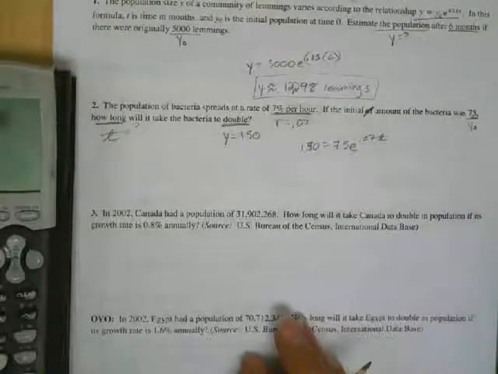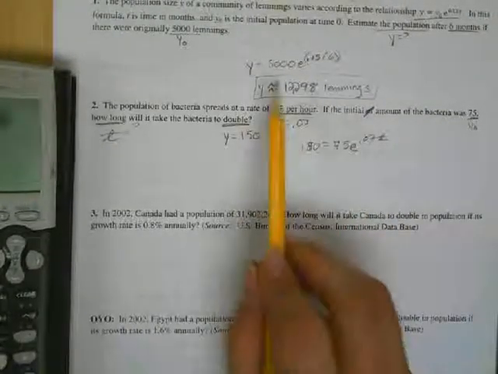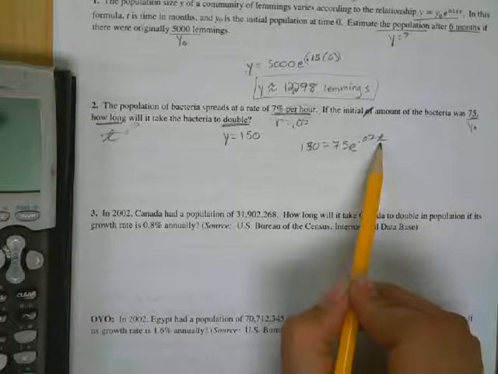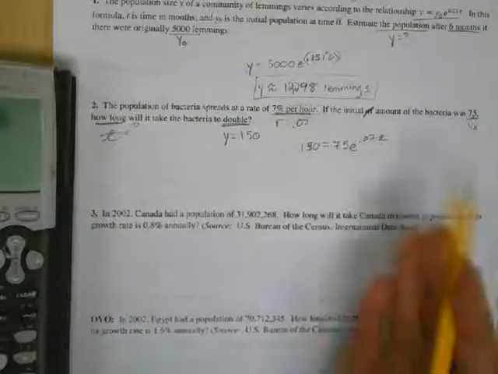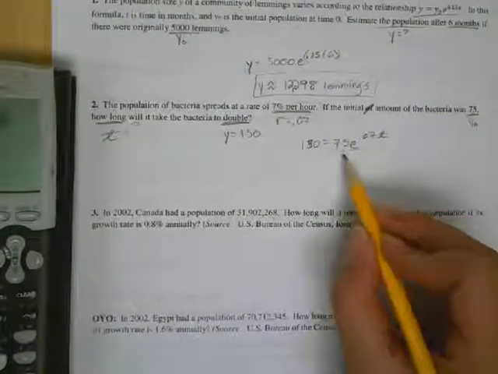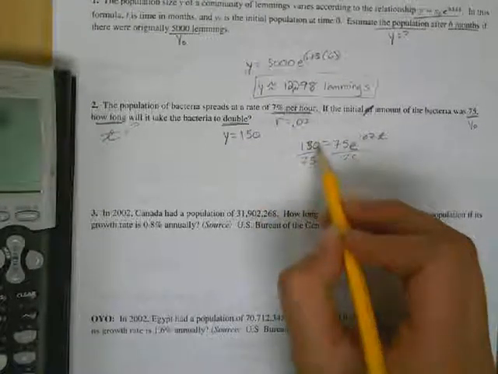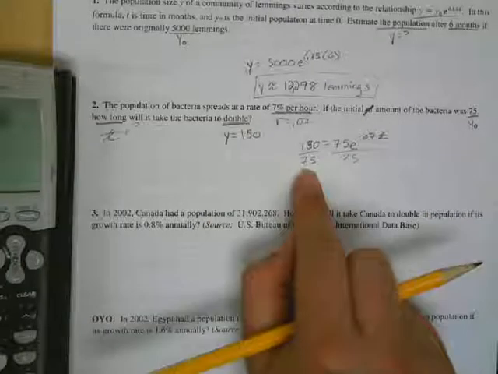Now here, it's not like the first one. Here I had Y equals what I wanted already. Y was what I was looking for. Here I'm looking for T. I don't have T equals, so I have to make T equals first. So we're going to divide by the 75. Yet again, just like in the last lesson, if I'm doubling, I should end up with 2 here.